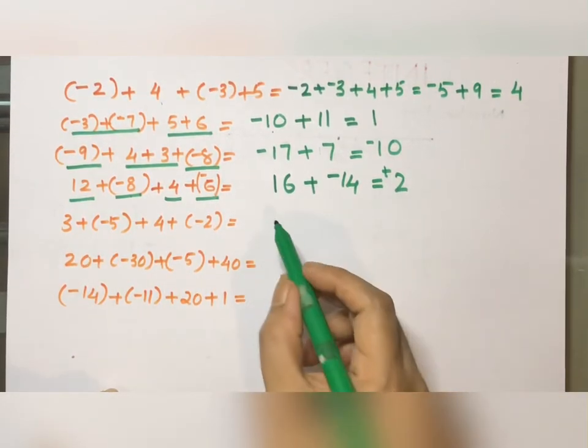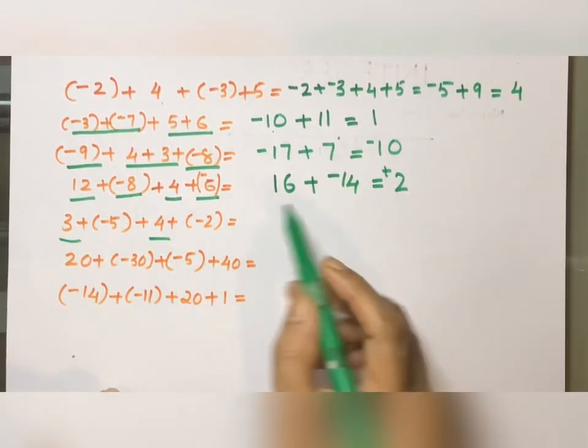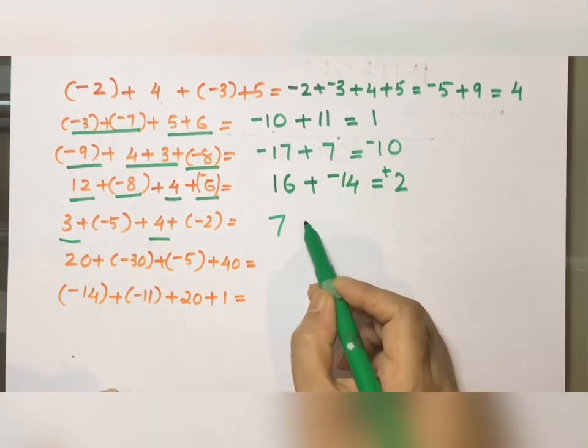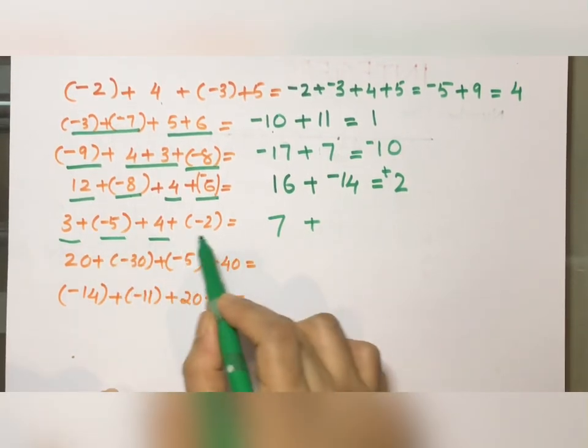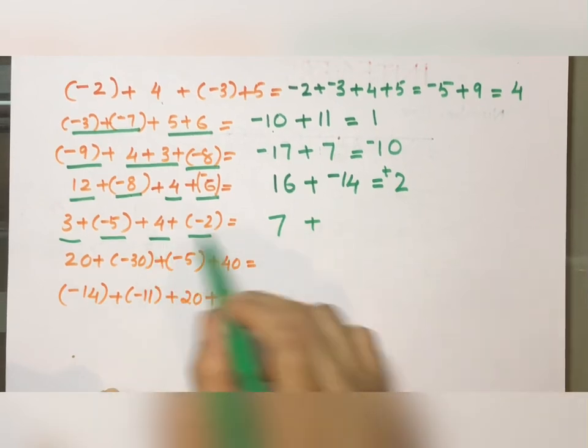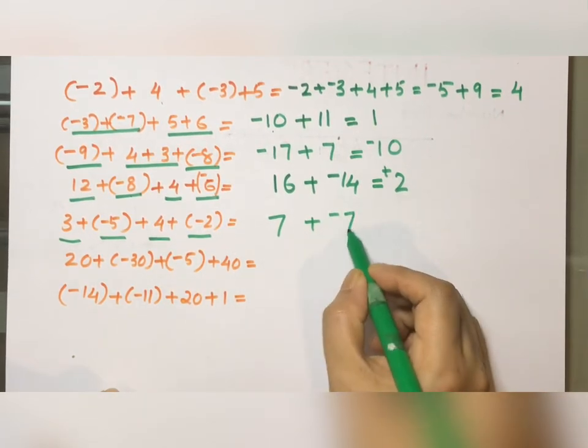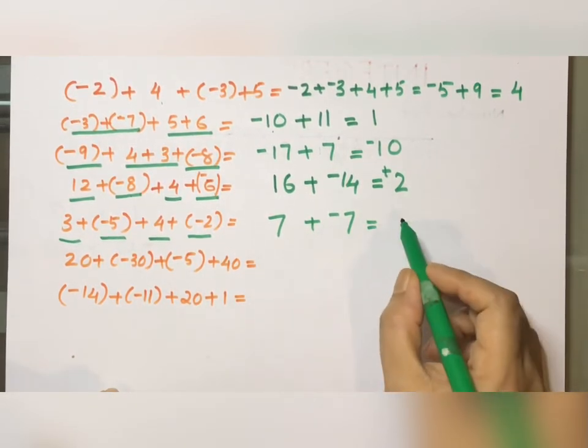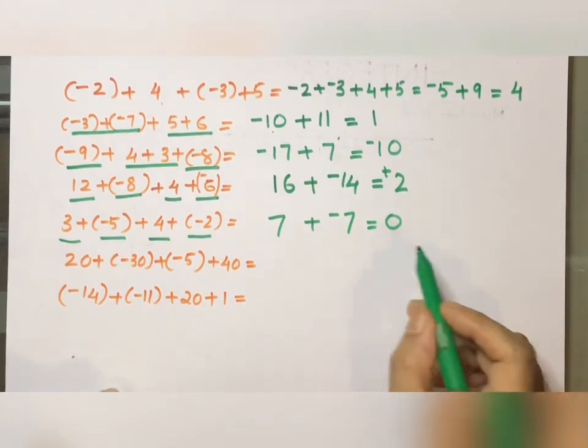3 and 4 are positive. So add them together. 3 plus 4 is 7. Minus 5 and minus 2 are negative. So add them together. It will be minus 7. So 7 plus minus 7 is 0.